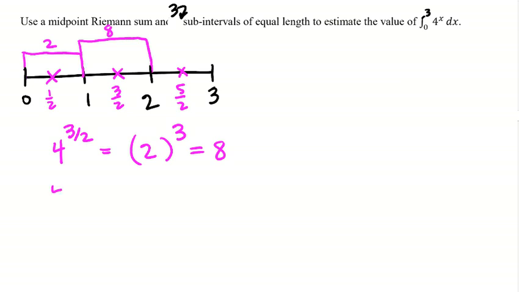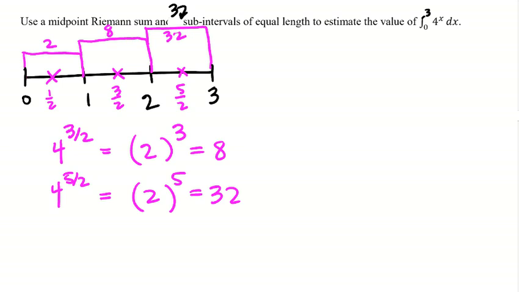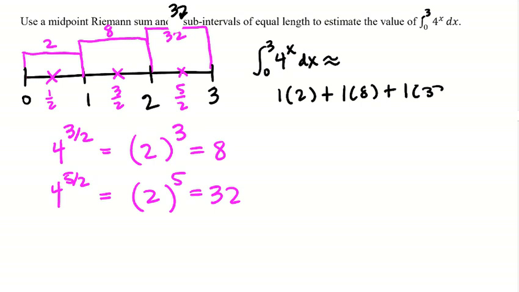And then 4 to the 5/2, again, take the square root first. We know the square root of 4, that's 2. 2 to the 5 equals 32. Oh yeah, this is really not going to be drawn to scale. It's on a logarithmic scale. And so we are going to approximate this integral. The integral from 0 to 3 of 4 to the x dx is approximately equal to 1 times 2 plus 1 times 8 plus 1 times 32. So that's looking like 42.